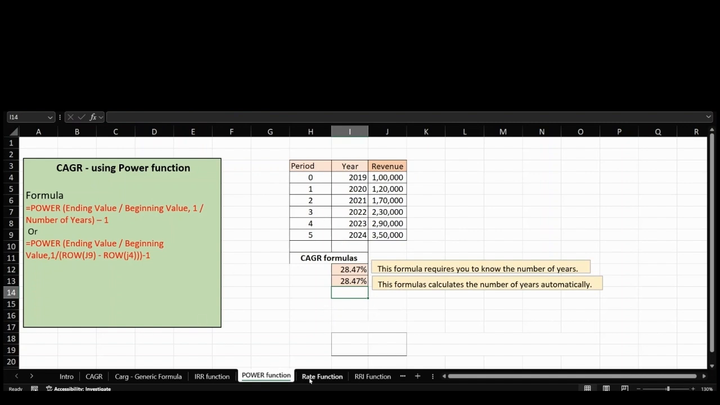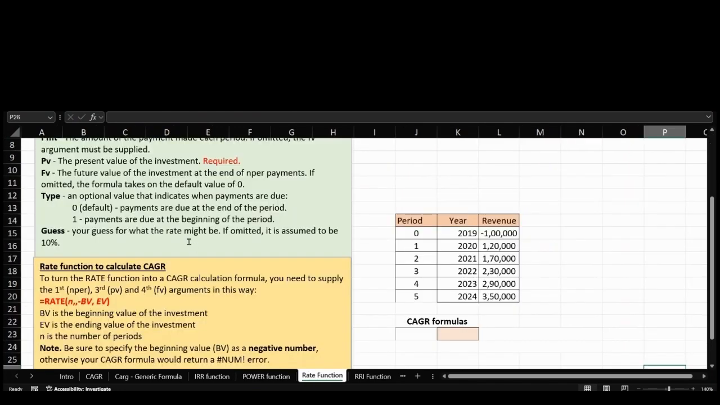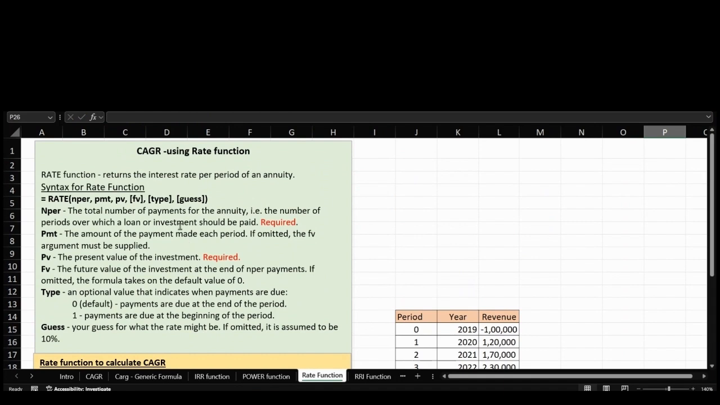Now let's understand how to calculate CAGR using the rate function. First, let's understand what the rate function is. The rate function returns the interest rate per period of an annuity. The syntax is equal to rate, inside the bracket NPR, PMT, PV, FV, type and guess.